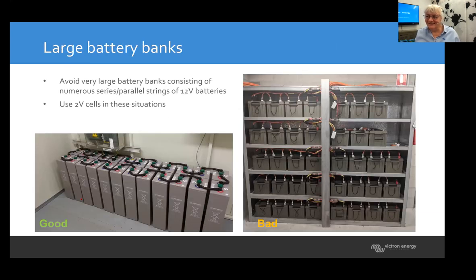So this is actually, I don't know whose system this was. Craig emailed me this photo. It was up in Harvey Bay somewhere. Wasn't it Fraser Island, Craig? Fraser Island, yeah. This is not what you should do. He's got 1, 2, 3, 4, 5, 10 strings of 48 volt, all with cables, and as I'll explain later why that's an issue. Don't do this, and this is good.